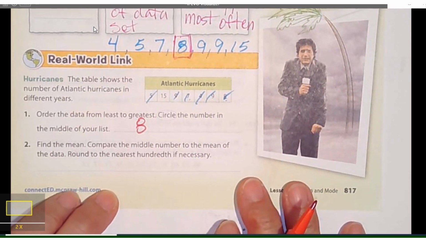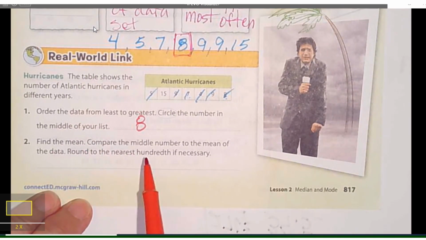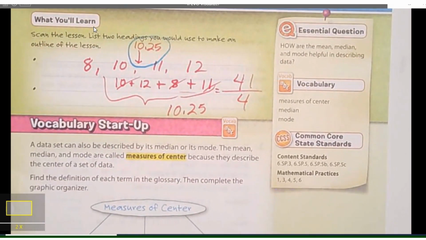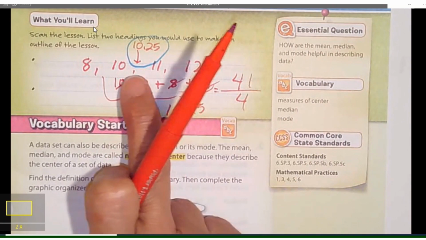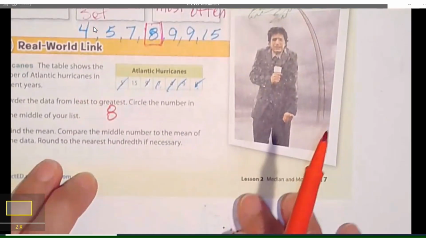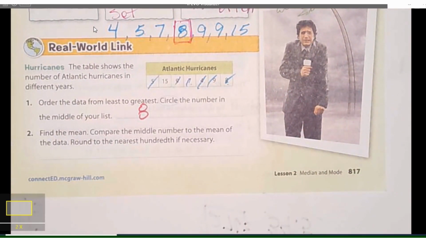Now let's look at the next one. Find the mean and compare the middle number to the mean of the data set. Kind of like that one that I did up here, students, where I found the mean and I actually put it right there in the middle. That's what they want you to do here to see if it's actually correct. So let's go ahead and we'll add our numbers up.